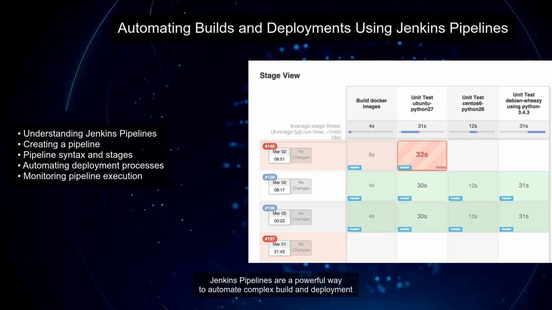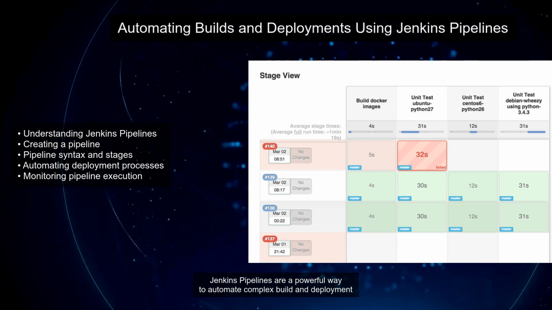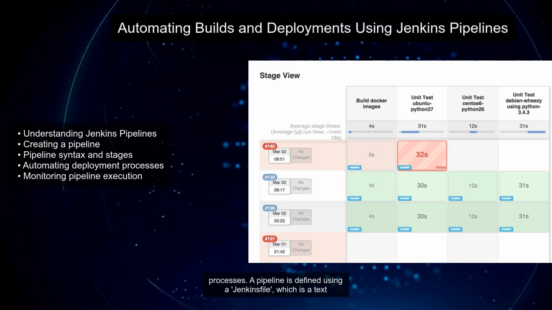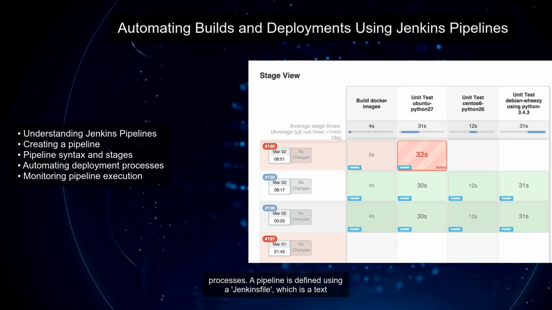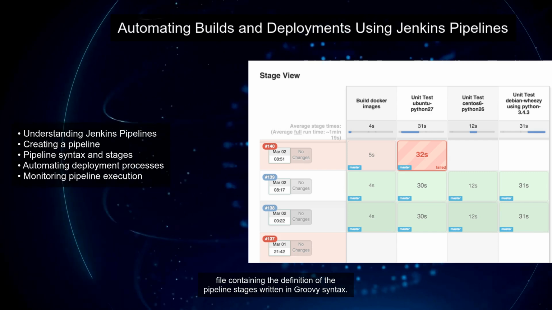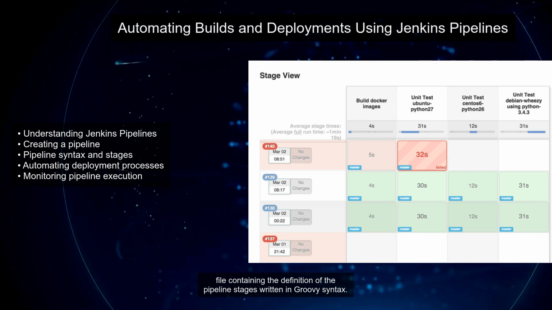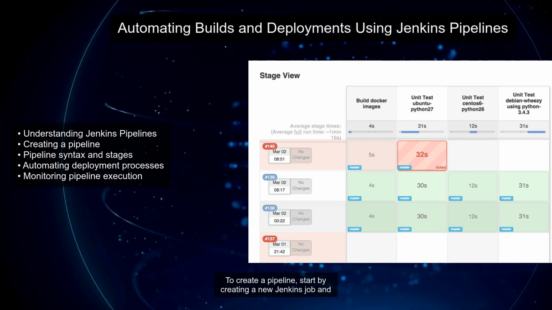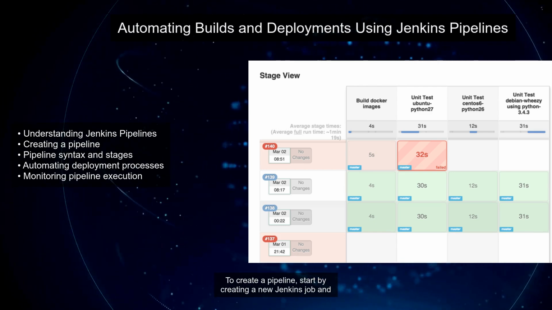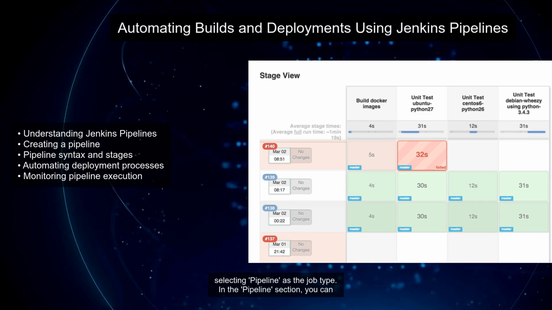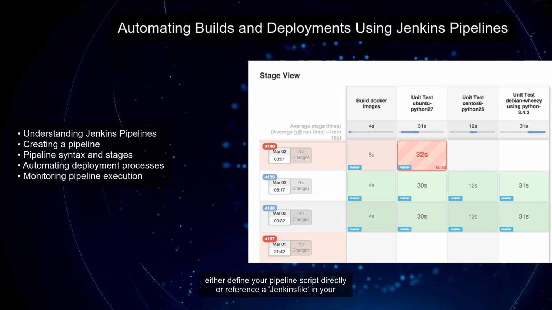Jenkins pipelines are a powerful way to automate complex build and deployment processes. A pipeline is defined using a Jenkinsfile, which is a text file containing the definition of the pipeline stages written in Groovy syntax. To create a pipeline, start by creating a new Jenkins job and selecting Pipeline as the job type. In the Pipeline section, you can either define your pipeline script directly or reference a Jenkinsfile in your version control repository.